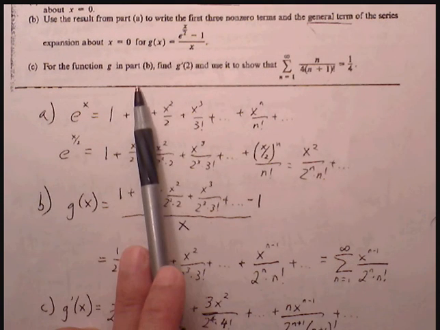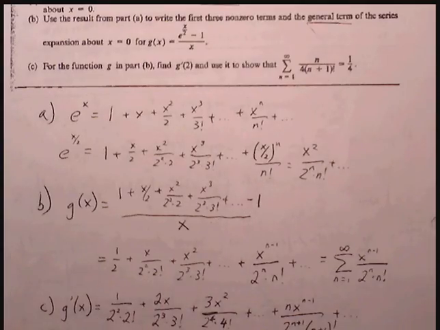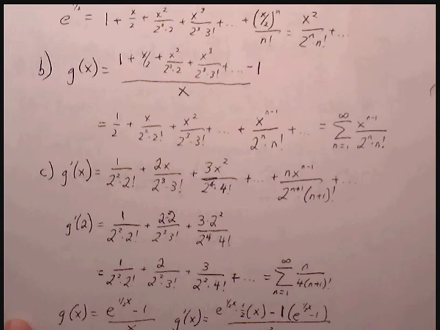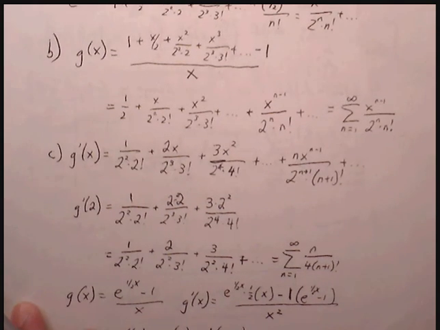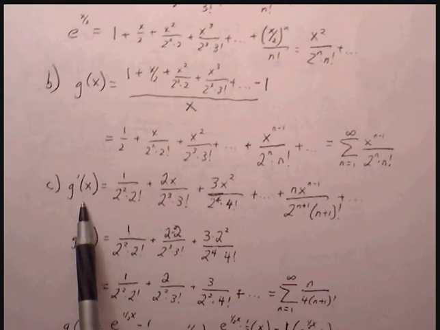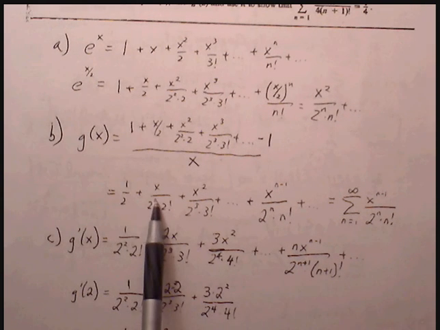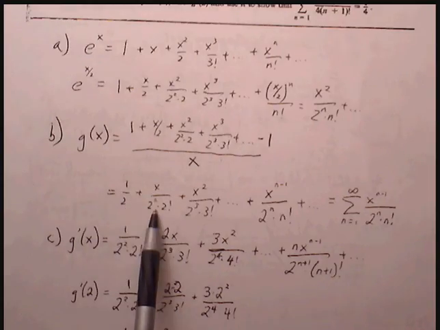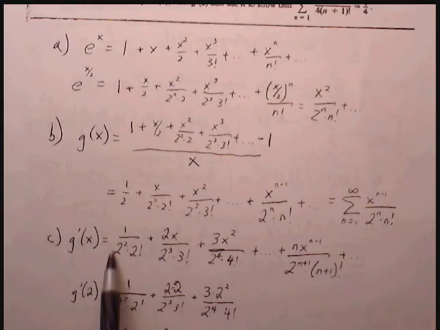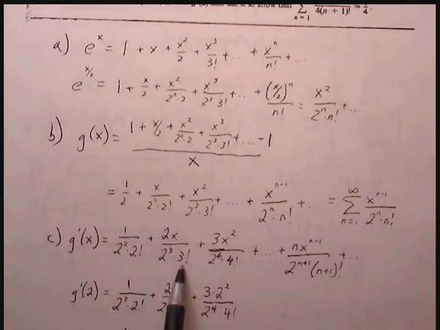For the function g in part b, find g prime of 2 and use it to show that the summation of n over 4 n plus 1 factorial is equal to 1/4. So for part c, we're going to find g prime of x. To find g prime of x, we're simply going to use the power rule to find the derivatives of each of these terms. So 1/2 goes to 0. This term becomes a constant, 1 over 2 squared times 2 factorial. This becomes 2x over 2 cubed times 3 factorial.